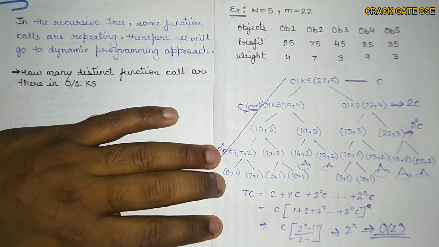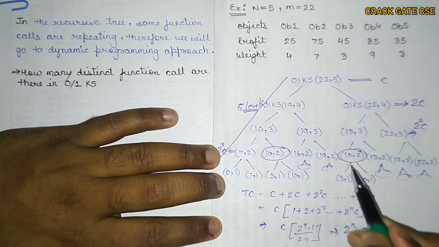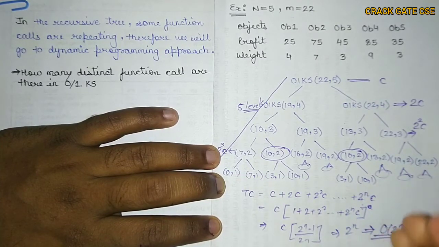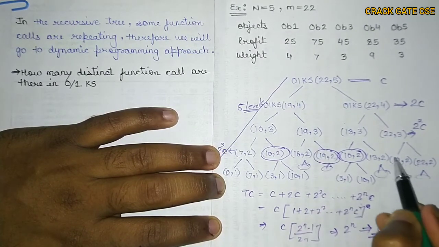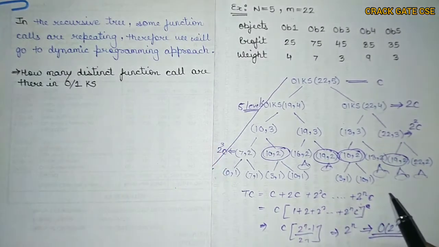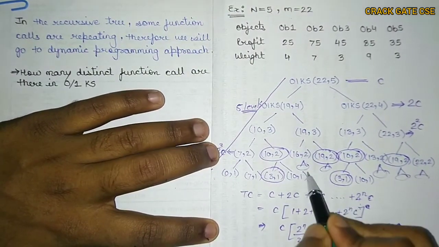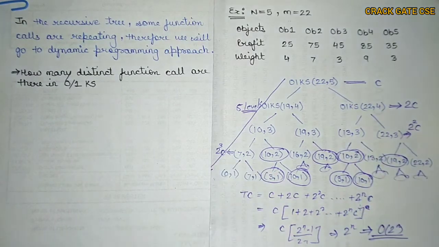So here you can see that this 10,2 is repeated. Similarly, if you expand it completely, you will observe that there are repetitions at some places. Here you can see that this 19,2 is repeated, right? This 3,1 is repeated. This 10,1 is repeated. So similarly, there will be some functions which are repeating again and again.